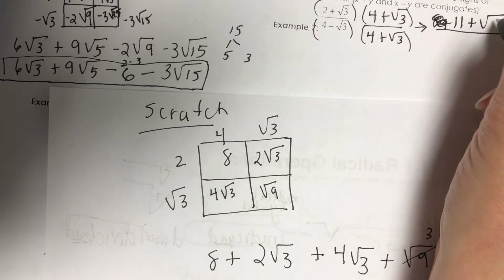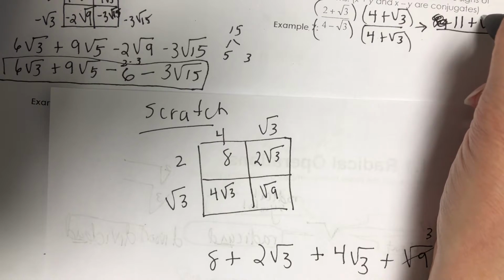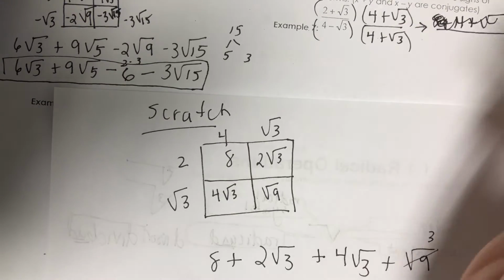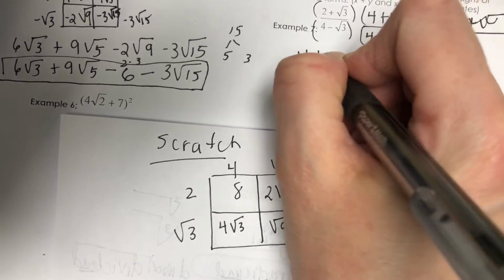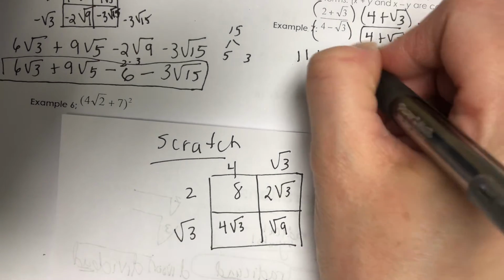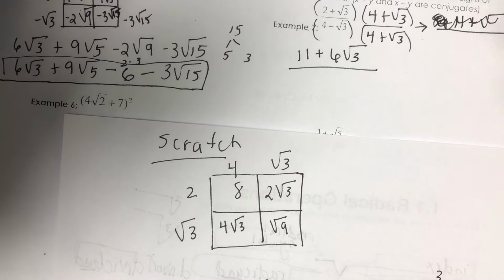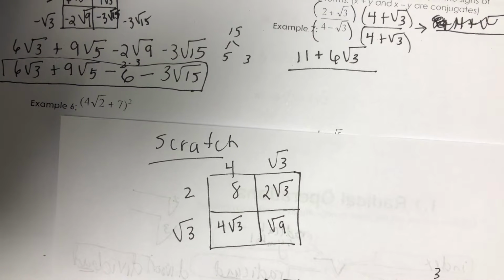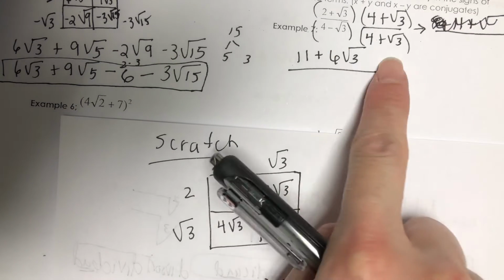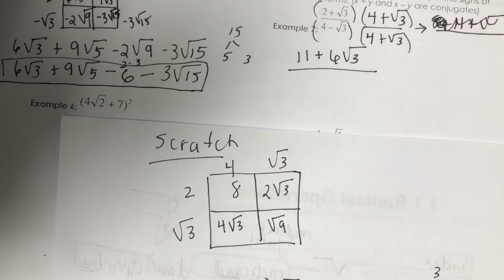Sorry, I forgot my white out. All right, let me rewrite it over here. 11 plus 6 square root 3. Okay, and I am using an ink pen. That's only so that it shows up in the video really clearly for you. You definitely should be using a pencil so that you can go back and erase, because everybody makes mistakes. All right, so in the denominator, what's going to happen here?